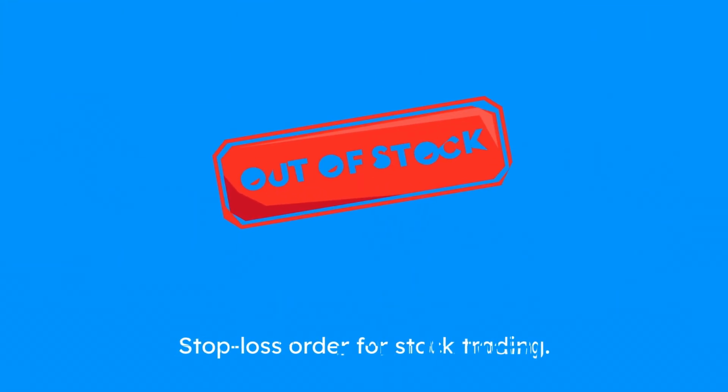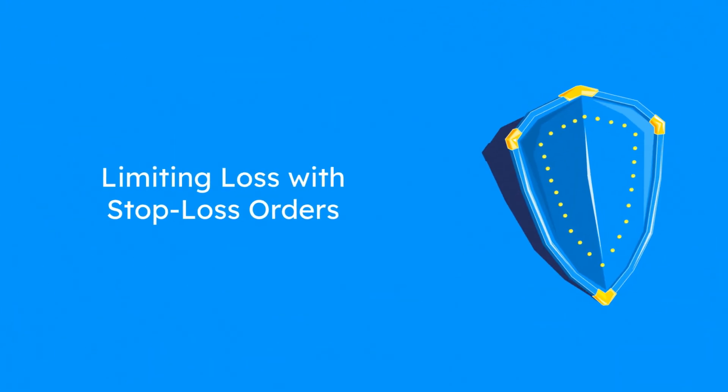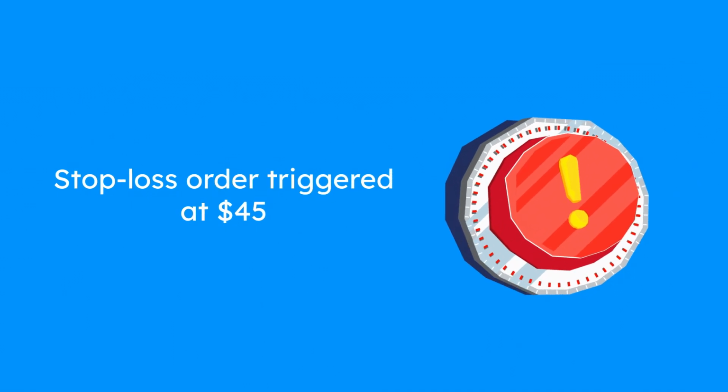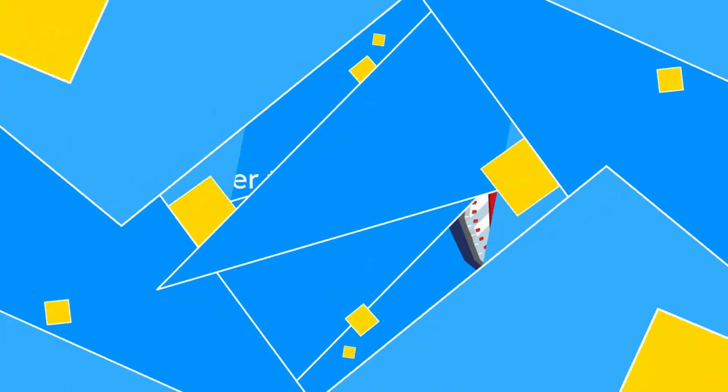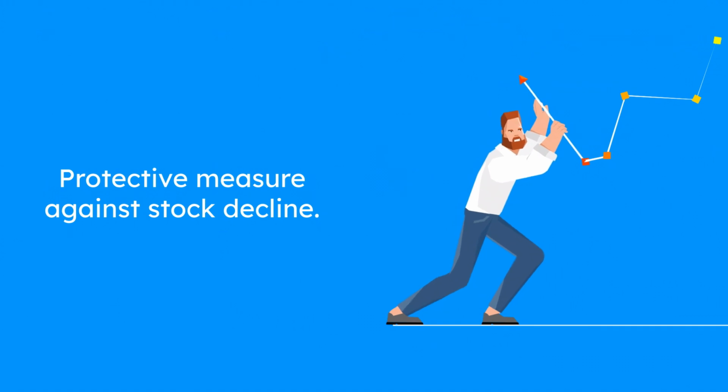A stop-loss order is an order placed with a broker to buy or sell a stock once it reaches a certain price. The primary purpose of a stop-loss order is to limit an investor's loss on a security position. For example, if you own a stock that is currently trading at $50, you might set a stop-loss order at $45. If the stock price falls to $45, the stop-loss order is triggered and your stock is sold automatically. This helps protect you from further losses if the stock continues to decline.